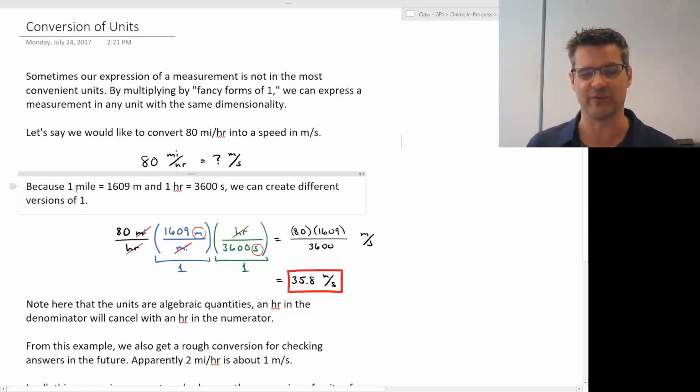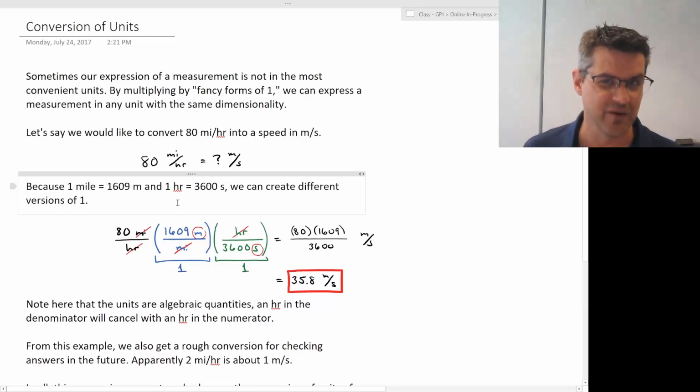Those are exactly the same thing. So if I was to take 1 mile and divide by 1,609 meters, that's 1. If I was to take 1,609 meters and divide by 1 mile, that's 1, because they're the same thing. I take A divided by A, that's 1. If I take 27 divided by 27, that's 1. So I can multiply 1 times whatever I want. And the same thing is true here. 1 hour is 3,600 seconds. So 3,600 seconds divided by 1 hour, that's 1. 1 hour divided by 3,600 seconds, that's 1.